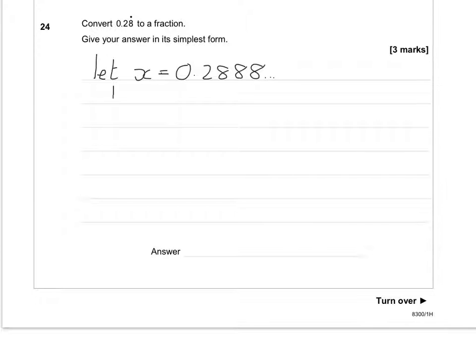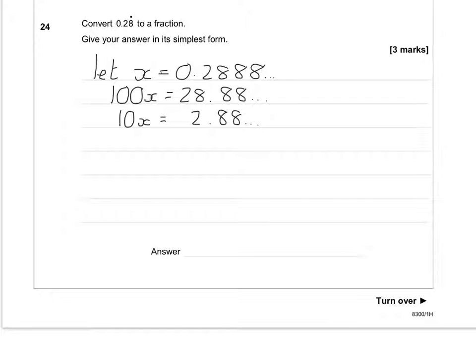Now I'm going to multiply that by 100 to start with, because I can see two different digits in the decimal. So I'm going to multiply by 100 to get 28.88 recurring. I'm also going to multiply it by 10, and if you don't know why, you'll see why in a moment. So if I multiply the original x by 10, I get 2.888 recurring. So now you can see that by multiplying by 100 and by 10, the recurring part is equal on either side of the decimal point.